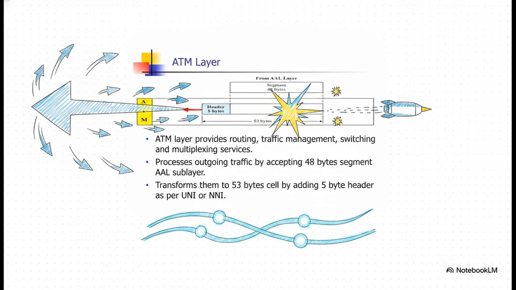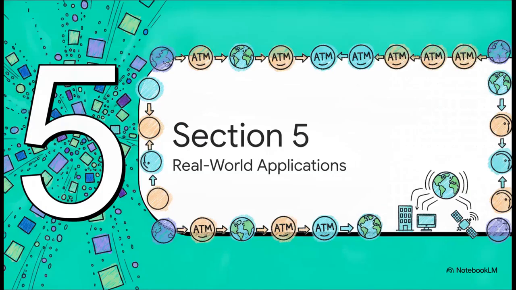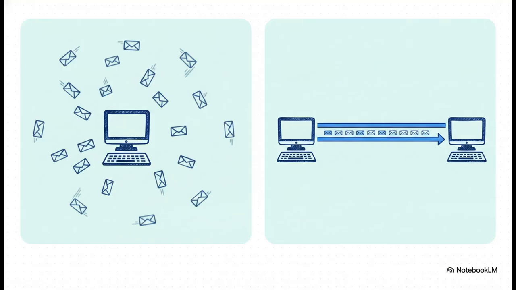From here, it's handed down to the physical layer, ready to be blasted across the medium like optical fiber at lightning speeds. But to really appreciate this, let's zoom back out and see how this elegant structure operates in the real world. Section 5. Real-world ATM applications. ATM was originally designed for massive wide-area networks, or WANs, but its sheer speed meant engineers naturally wanted to use it for local area networks, or LANs, too.